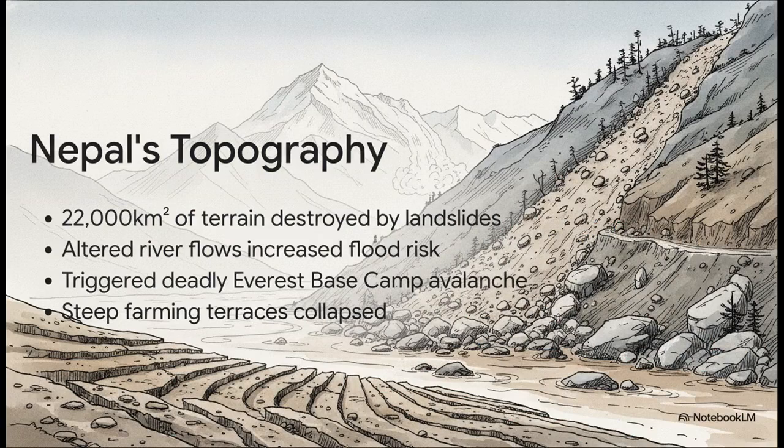Now contrast that high-tech disaster with Nepal's physical topography changes. The intense shaking in Nepal triggered thousands of massive landslides that just obliterated 22,000 square kilometers of terrain. These landslides fundamentally rewrote the local environment. They blocked up river flows, which massively spiked the flood risk, and they entirely severed remote mountain villages from any hope of rescue for days. It even triggered that deadly avalanche at Everest Base Camp. And critically for their day-to-day survival, all those steep farming terraces just collapsed, which drastically worsened long-term soil erosion and essentially wiped out their agricultural foundation.